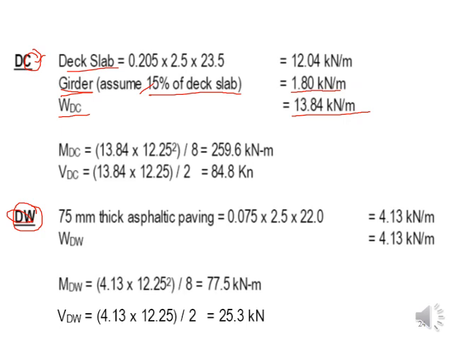If the total WDC is with you, meaning for the deck slab and the girder self weight, then the moment and the shear you can calculate. For the wearing surface separately, 75 millimeter thick asphalt paving is there. Its density will be different, 22, and you get 4.13 kilonewton per meter. For that, the moment and the shear have to be calculated separately.